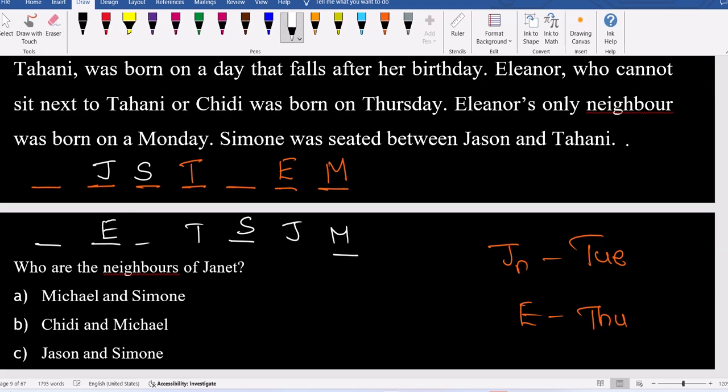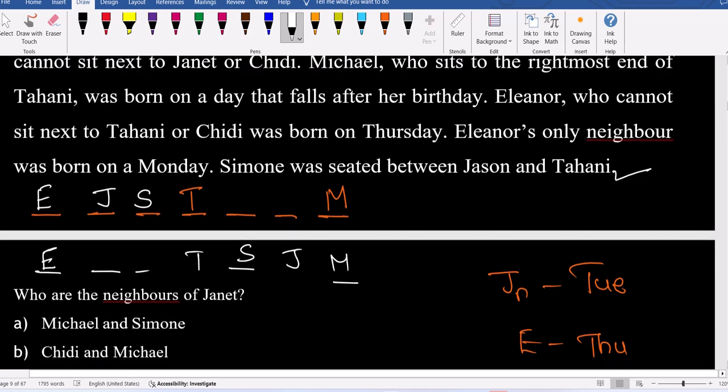Two things follow from this, because Eleanor has only one neighbor. That means Eleanor is at one of the ends. I can directly say Eleanor is at the left end, no doubt. Who is that neighbor we need to fix. Eleanor is at the left end, and Michael is at the right end.